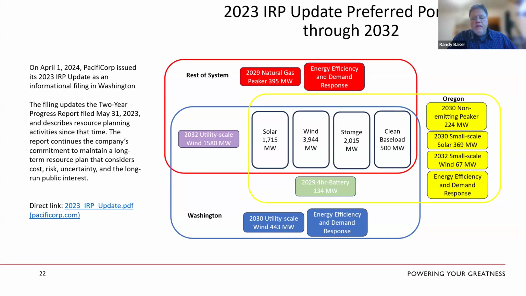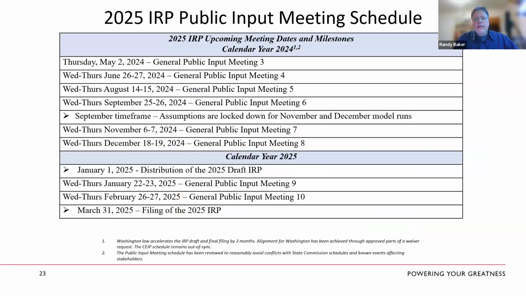I believe that takes us to the next slide, which is simply the integrated resource planning public input meeting schedule. In addition to the 10 currently scheduled public input meetings occurring throughout the process, we have officially scheduled the distribution of the draft IRP on January 1, 2025, which I mentioned, and that's represented here.